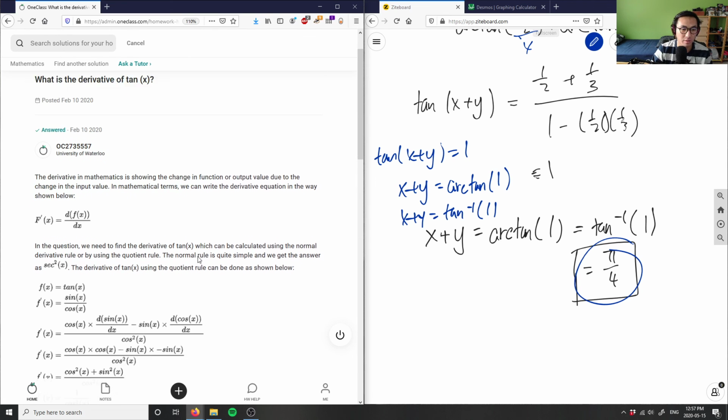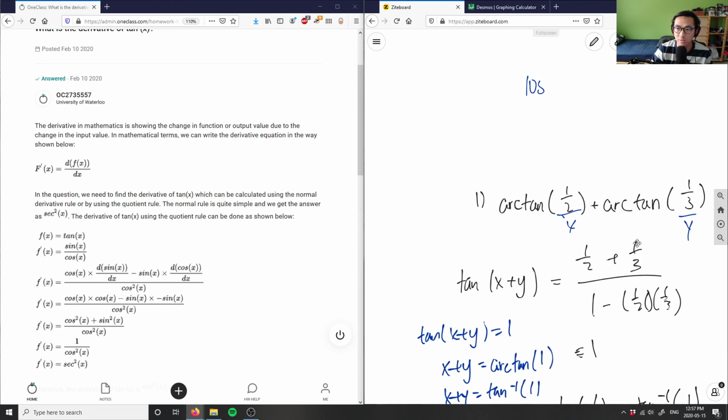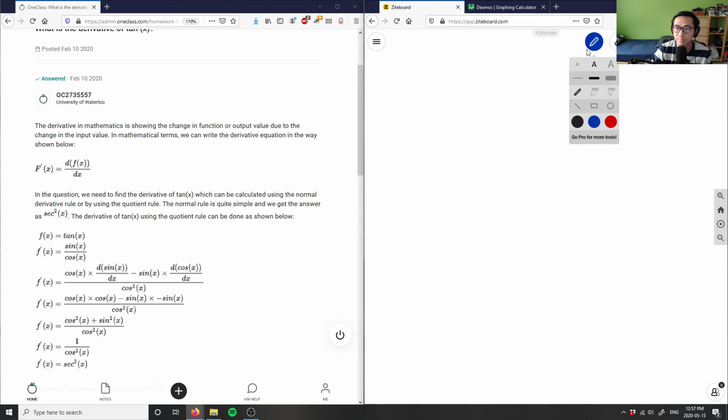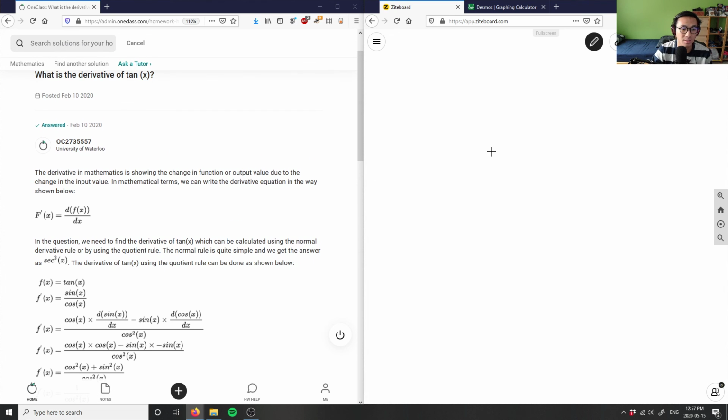I don't know if I can get to the last question here because I only have 3 minutes. So I'm just going to look at the solution to help you out. I want the derivative of tangent x, right? Actually, this one I might be able to do in time.